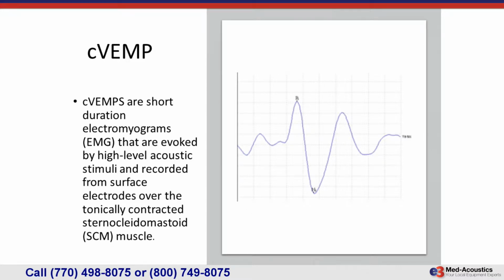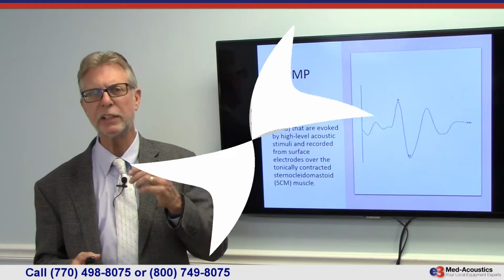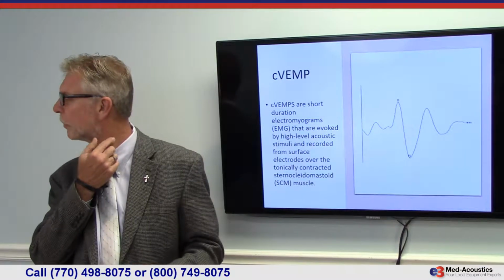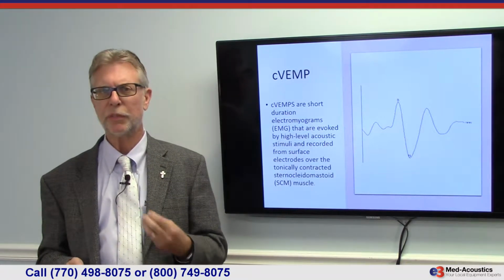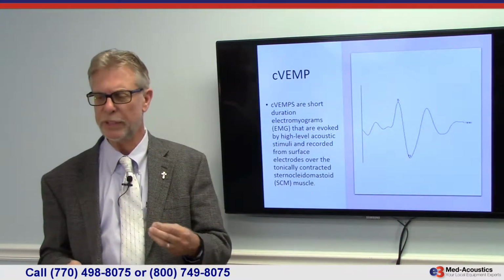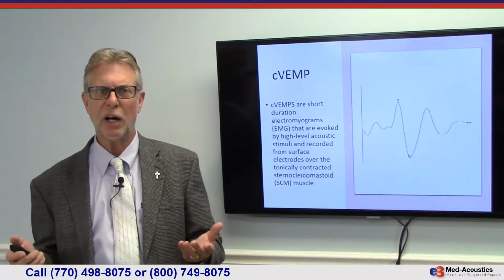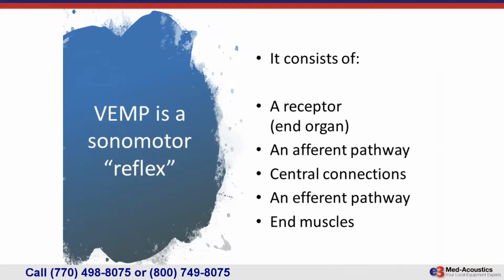So let's talk about the C-VEMP first. C-VEMPs are short duration. It takes place in less than 100 milliseconds. And it's an electromyogram, or an EMG. They're evoked by high-level acoustic stimuli and recorded by surface electrodes over the contracted sternocleidomastoid muscle. And this is what the response looks like. It's a very easy response to get. You get it within just a number of seconds. Just 100 or even less stimuli.